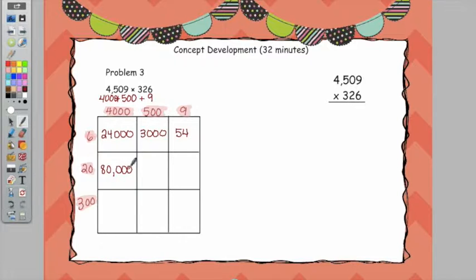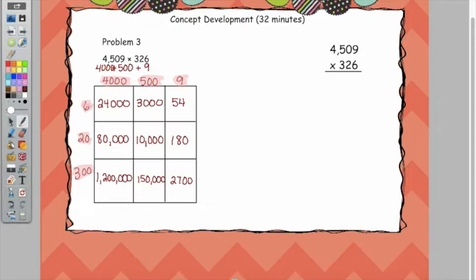Okay, so you're working your area model, checking it with mine. And thank you for not copying mine. Thank you for just double checking your answers.